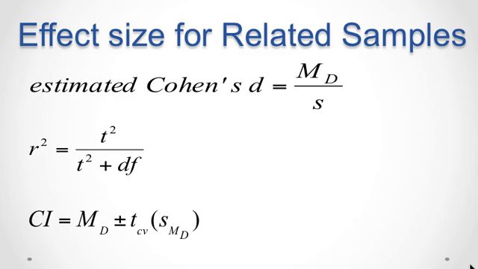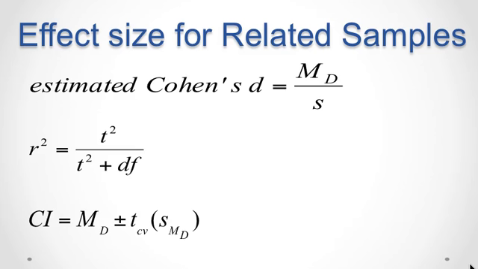Effect size for related samples t is measured in the same way that we measured effect size for one sample t in Chapter 10. Specifically, you can calculate an estimated Cohen's d, or you can calculate r squared to get the percentage of variability in a dependent variable explained by the independent variable or by the treatment effect. When estimated Cohen's d is used with related samples t-test, we place the mean of the difference scores in the numerator and the sample standard deviation of the difference scores in the denominator.